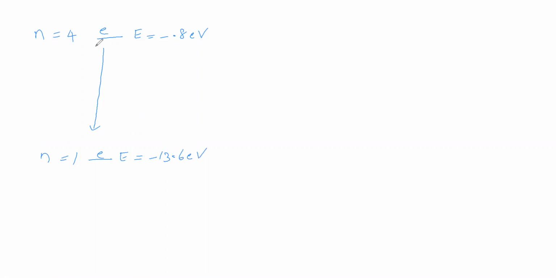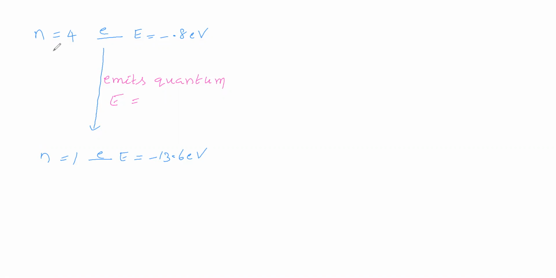Now you say, when this electron jumps from the fourth level to the first level directly, will it emit radiation or will it absorb radiation? Okay, so you are saying that it emits a quantum. What is the energy of the quantum it will emit? Because it is coming from a higher energy level to a lower energy level, it is emitting a quantum.